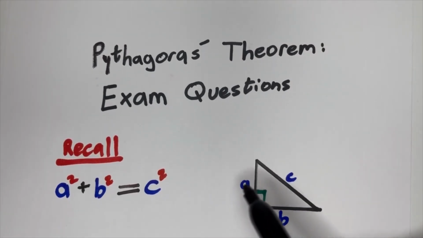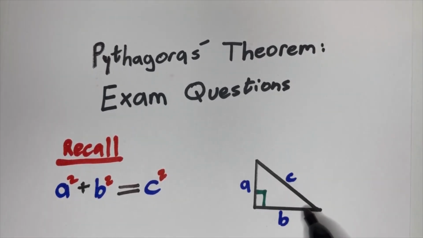Recall that the Pythagoras Theorem says that in a right-angled triangle, the hypotenuse squared is equal to the sum of the squares of the other two sides. In other words, this means that here a squared plus b squared is equal to the hypotenuse c squared.